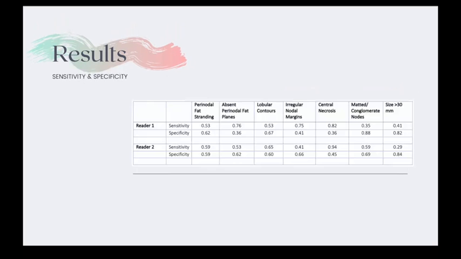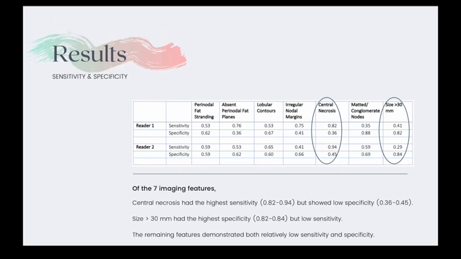In terms of sensitivity and specificity, central necrosis had the highest sensitivity, ranging from 0.82 to 0.94, but showed low specificity. Size greater than 30 mm had the highest specificity, ranging from 0.82 to 0.84, but low sensitivity. The remaining features demonstrated both relatively low sensitivity and specificity.